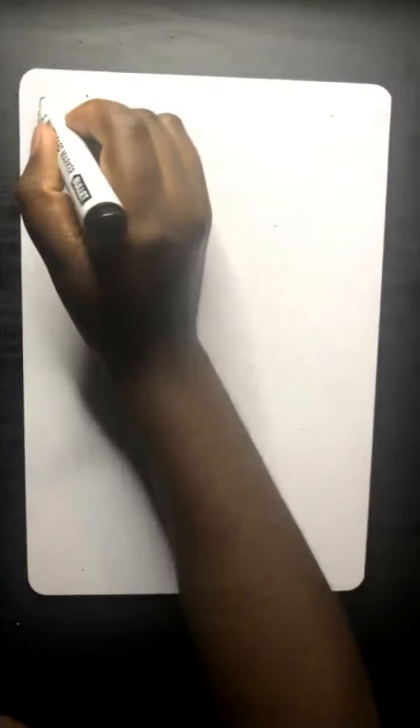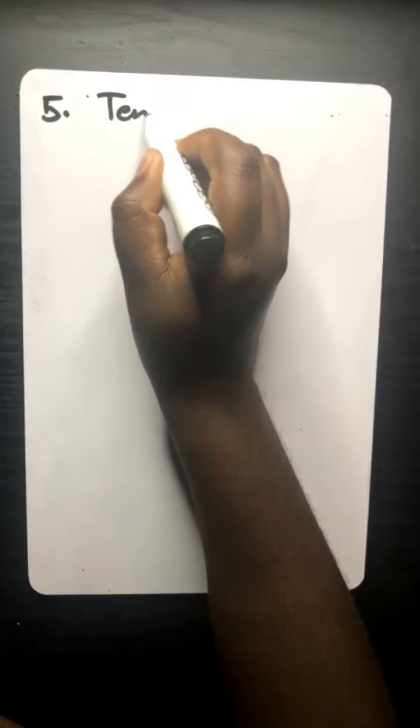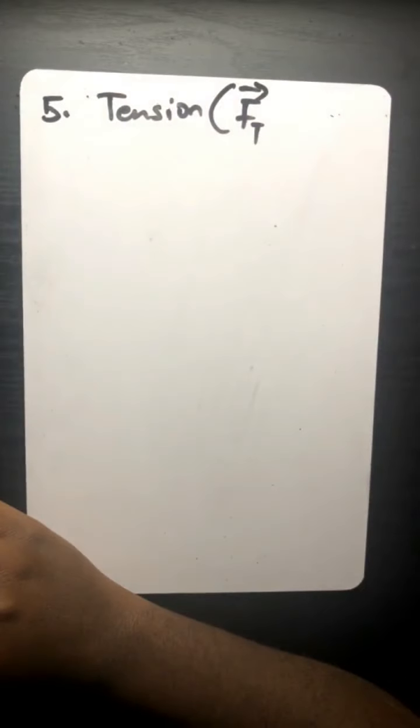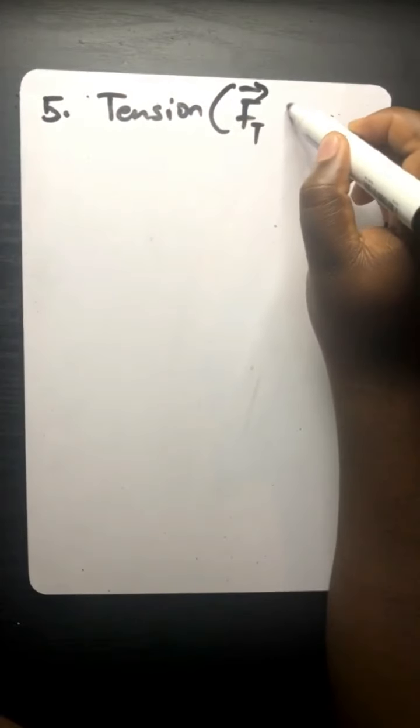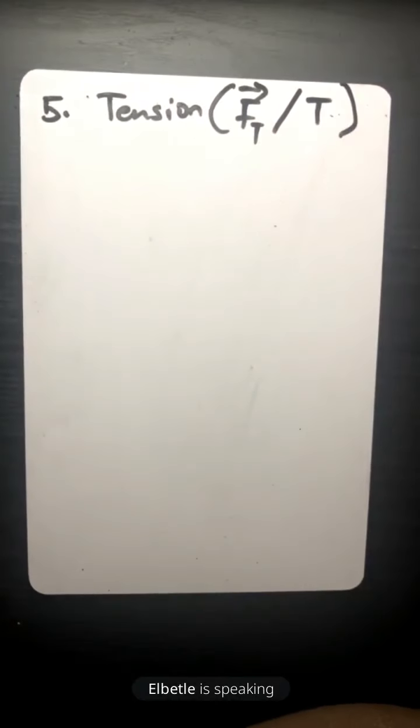Quickly, let's talk about the last type of force, which we call tension. How do we represent tension, ladies and gentlemen? You can just say capital letter T with an arrow to show tension. It's a vector quantity, or you can just use capital letter T.